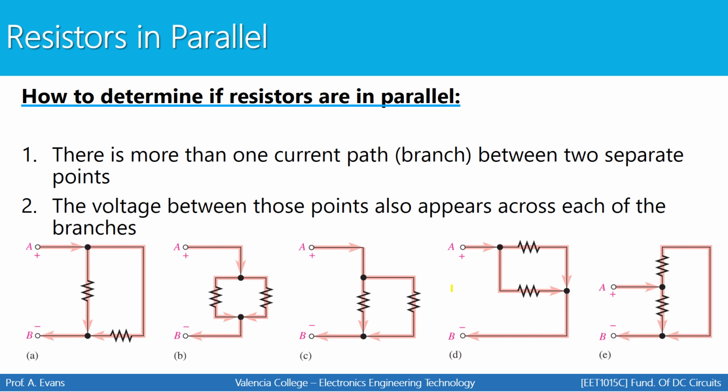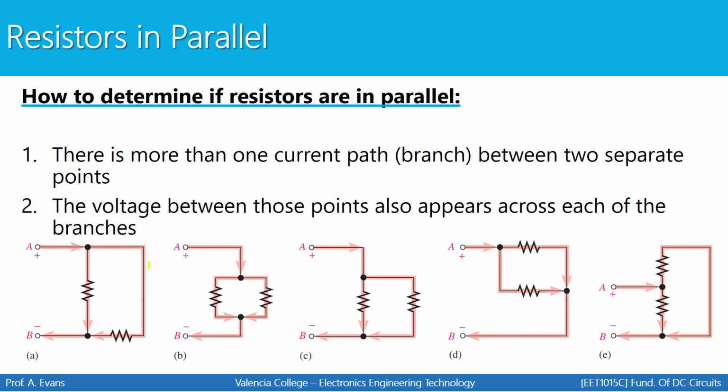So to determine if resistors are in parallel, look for more than one current path, or what we call a branch, between two separate points. Keep in mind that the voltage between those two points also appears across each of the branches. Resistors in parallel will always have the same voltage. So these are other examples of parallel resistors.